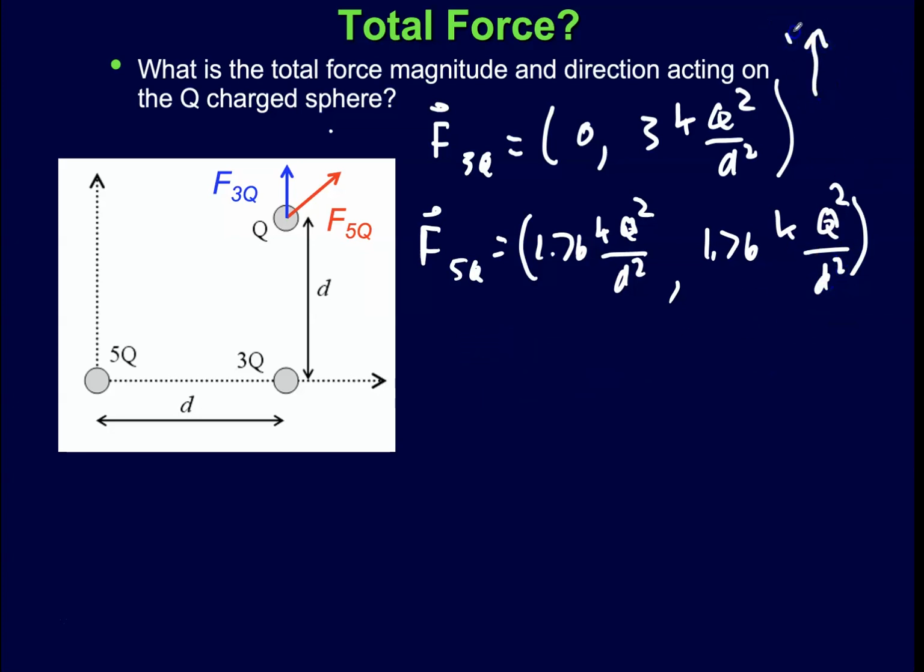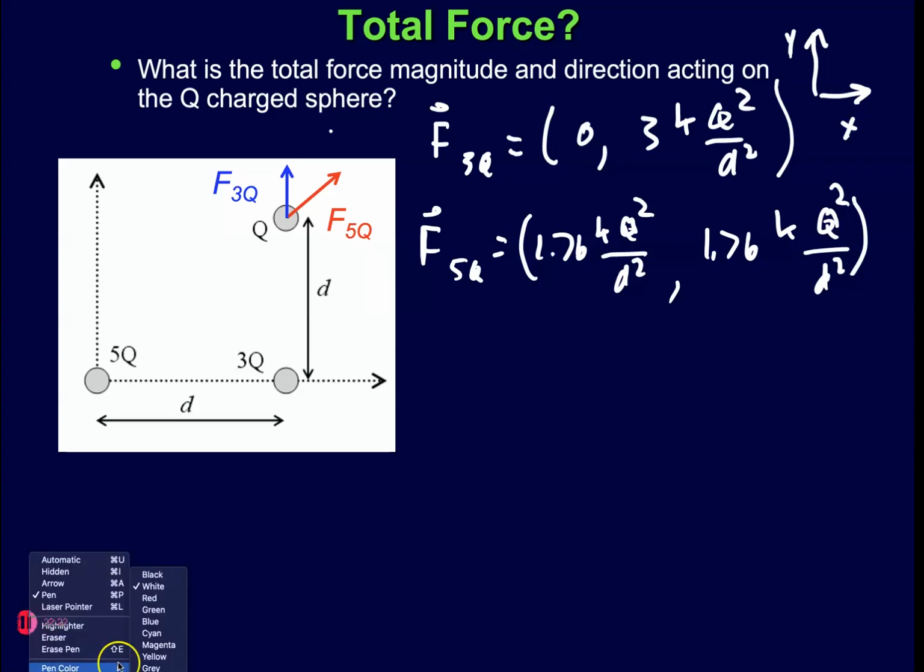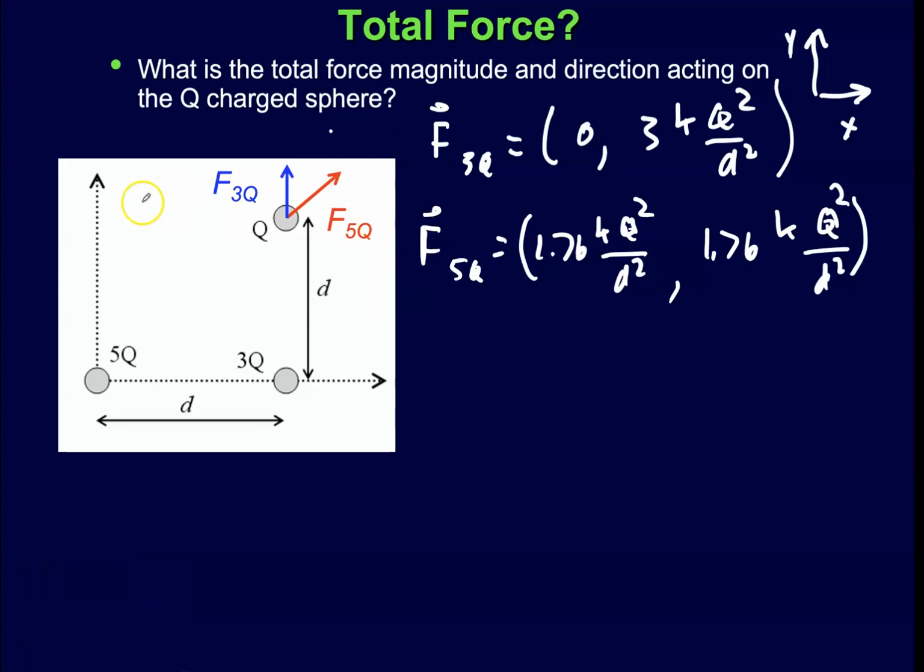If you remember, this is the x and the y axis. And so these two vectors here, the force of the 3q and the force of the 5q, in this particular problem, they both work out to be pointing in the positive directions, right? So positive y, positive x. And so all of these things here are going to turn out to be positive. So that works out pretty nice in this example.